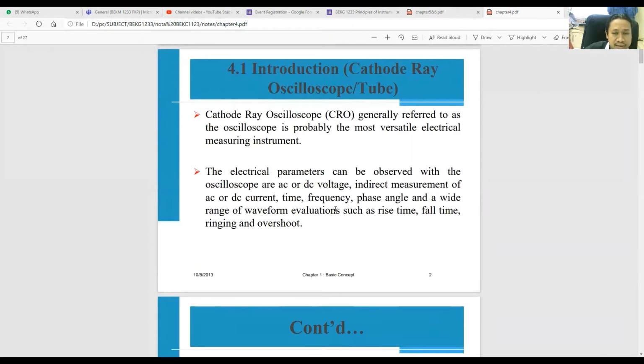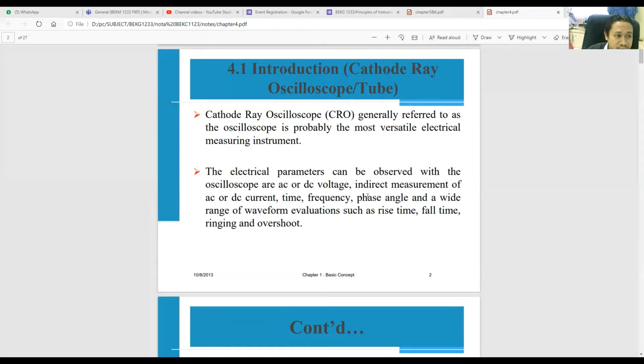So this is some introduction for the oscilloscope, known as the cathode ray oscilloscope. The cathode ray oscilloscope (CRO) generally refers to the oscilloscope that is probably the most versatile electrical measuring instrument, because with it we can observe current, voltage and so on. The electrical parameters that can be observed with the oscilloscope are AC or DC voltage, indirect measurement of AC or DC current, time, frequency, phase angles, and a wide range of waveform evaluation such as rise time, fall time, ringing, and overshoot.